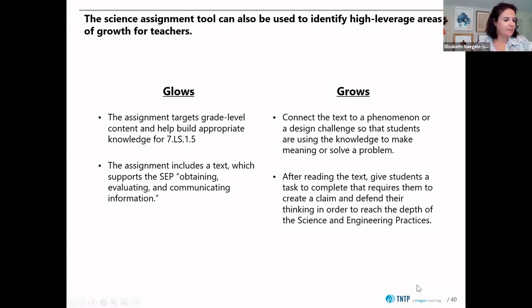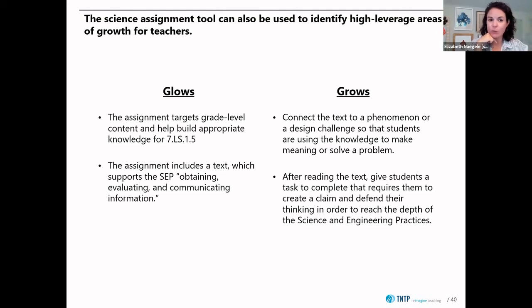In my second bullet point here, I reference something similar: after reading the text, give students a task to complete that requires them to create a claim and defend their thinking. That's one way you could use the text to focus on a science and engineering practice. There are other ways you could do it, but I just tried to write an example that was specific. And then also there's no reference to a phenomenon here that we see in the assignment itself.